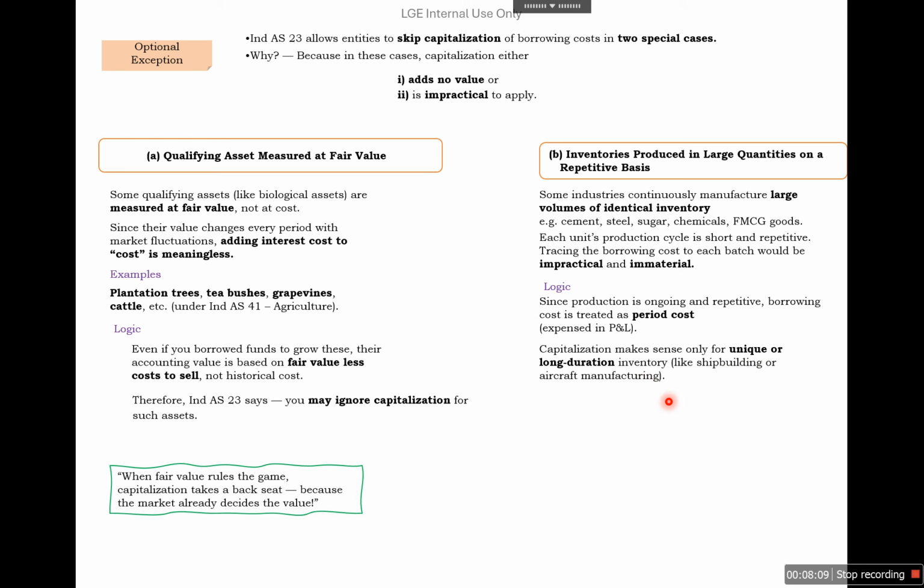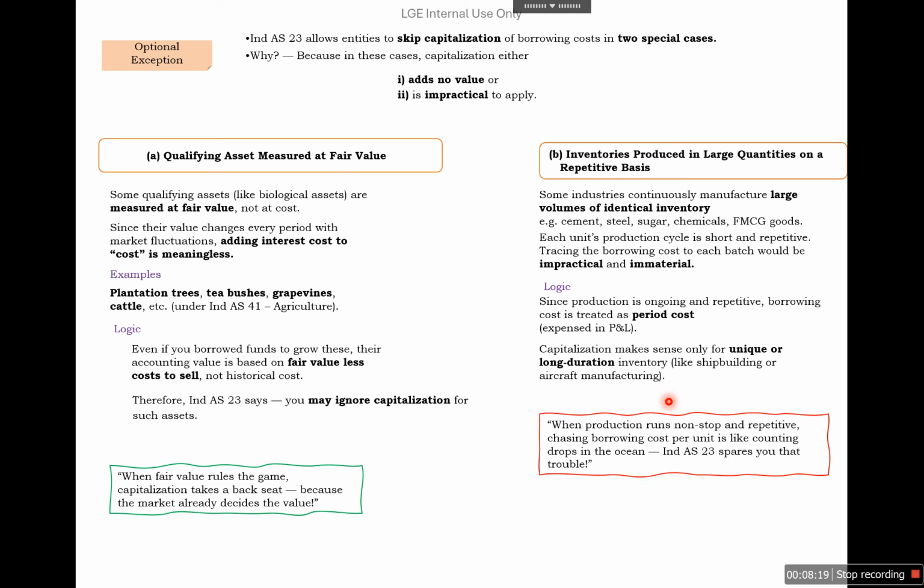However, if we are manufacturing steel, sugar, cement, it will be difficult to correlate the borrowing cost with the inventory that is produced. So when production runs on a non-stop and repetitive basis, charging borrowing cost per unit is like counting drops in the ocean. So Ind AS 23 spares you from that trouble.